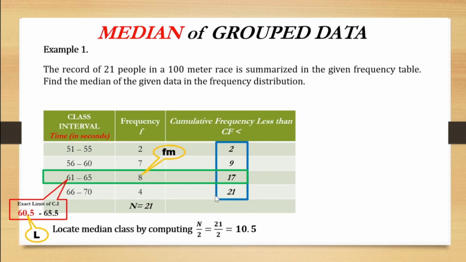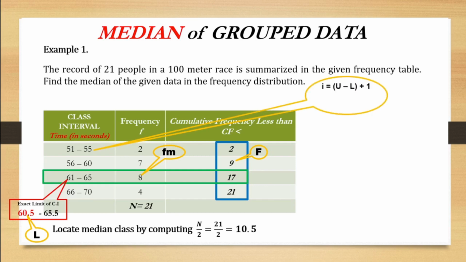Our Fm is 8, which is the frequency of the median class, and our uppercase F, which is the cumulative frequency below the median class, is equal to 9. Our F now is 9.